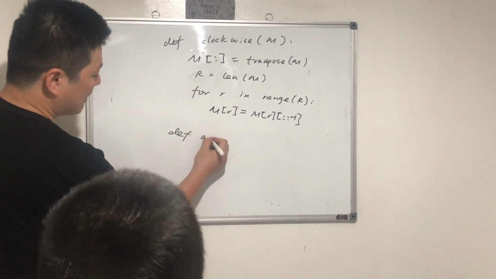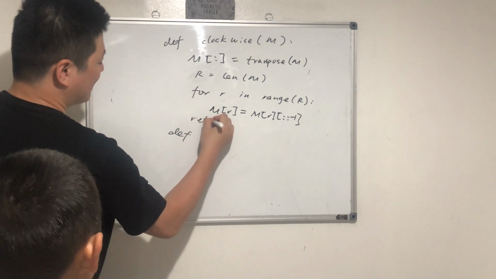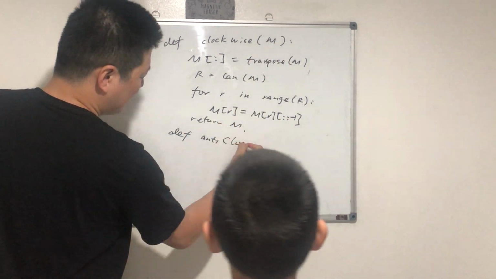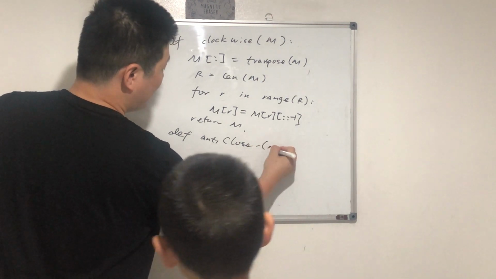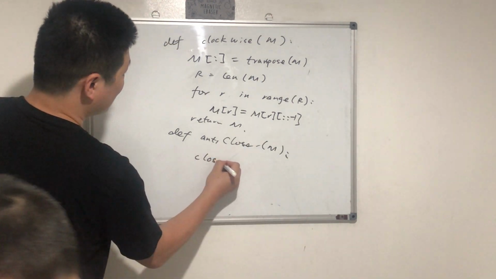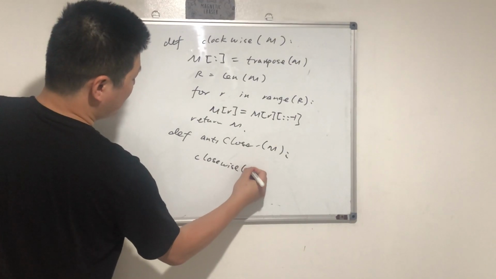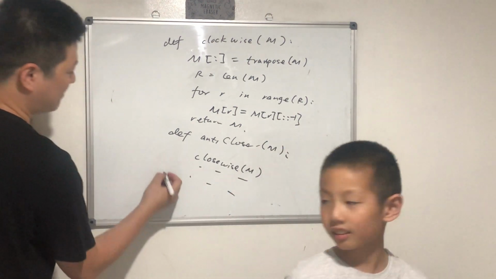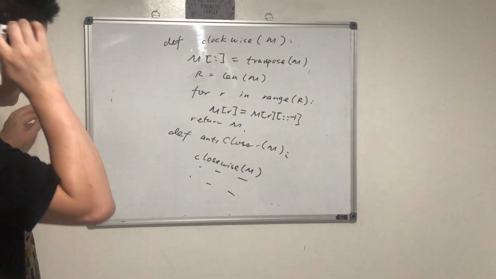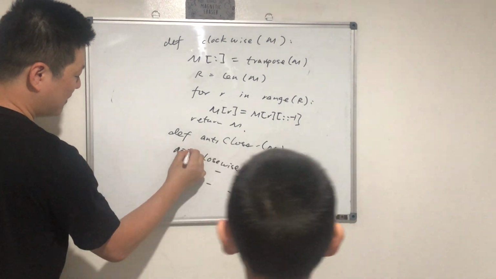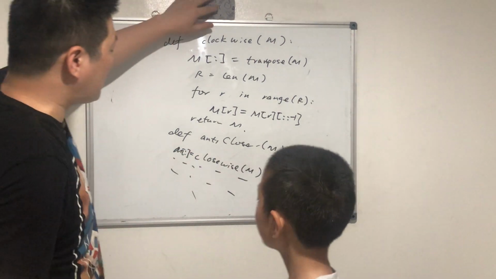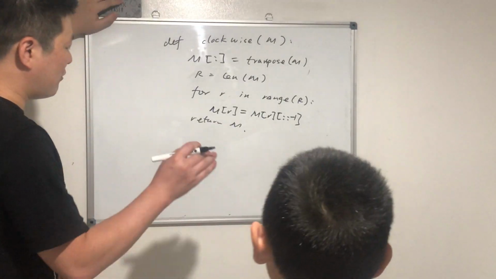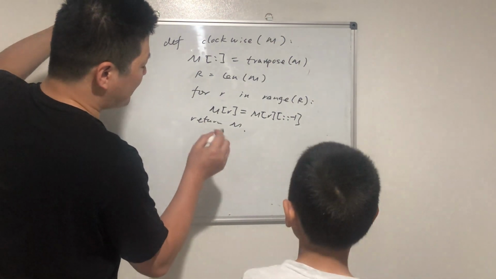I think you need to return it. That's fine. Let's return. If we're changing this to anti-clockwise, we can just do clockwise times 3 on M. Yeah, you can set it to M. M equals that. Okay, so that's one way of doing it. One thing I want to mention is that this is not in place.